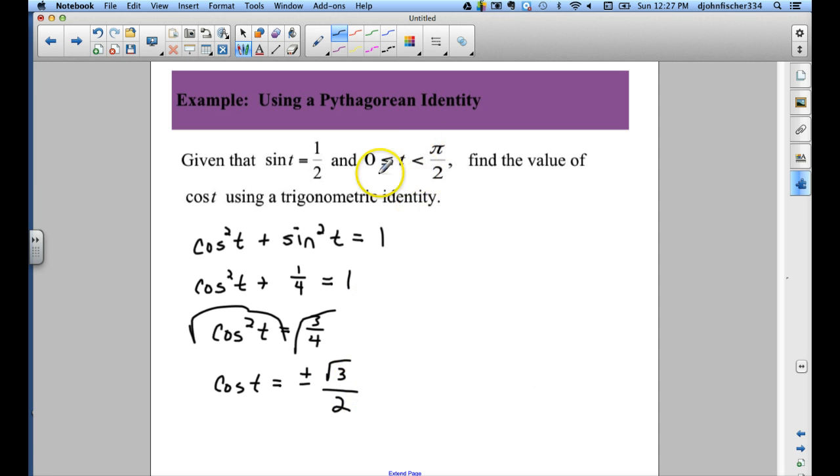Now it says t has to be between 0 and pi over 2. It's in the first quadrant. What we know about the cosine is that in the first quadrant it has to be positive. So therefore cosine of t has to equal the square root of 3 over 2.